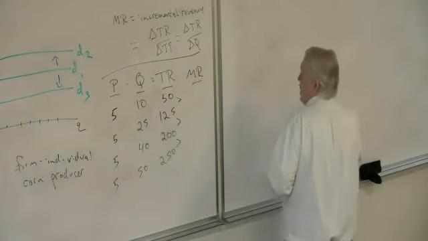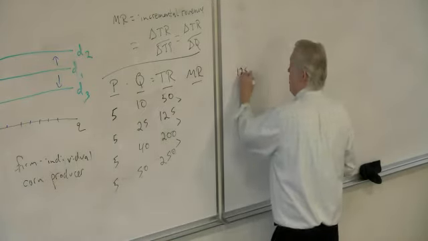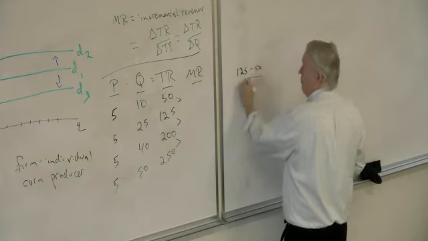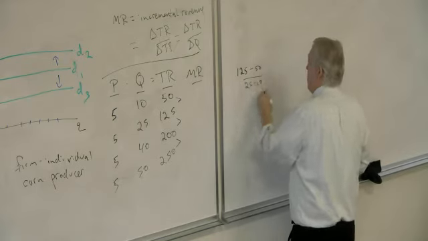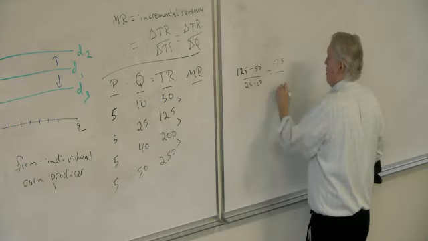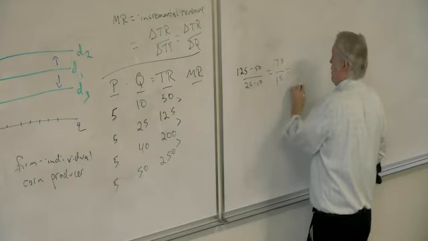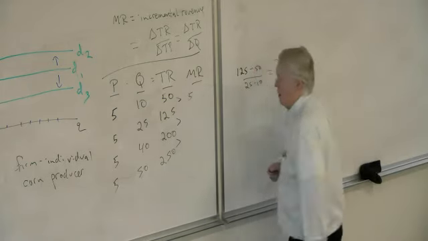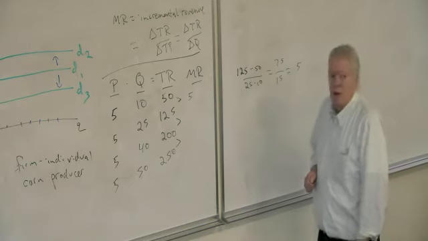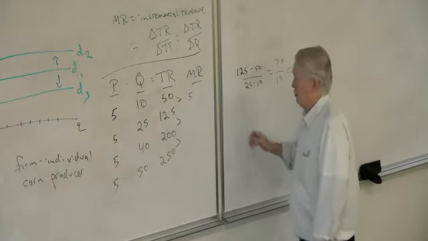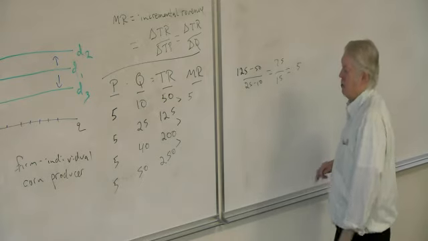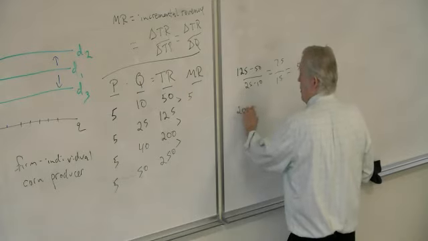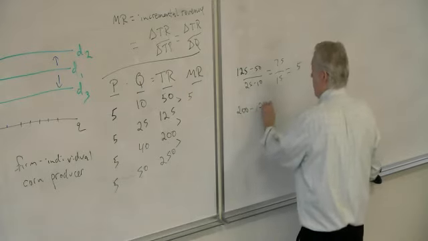So what is change in total revenue? Remember, it's new minus old, right? So it's 125 minus 50 over 25 minus 10. 125 minus 50 is 75. 25 minus 10 is 15. 75 divided by 15 is 5. So marginal revenue is 5. As we go from 10 to 25 units of output, marginal revenue is 5. Okay, what about when we go between 25 and 40 units of output, where now the change in total revenue is the difference between 200 and 125?